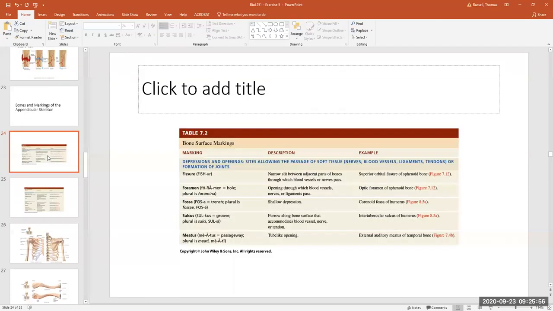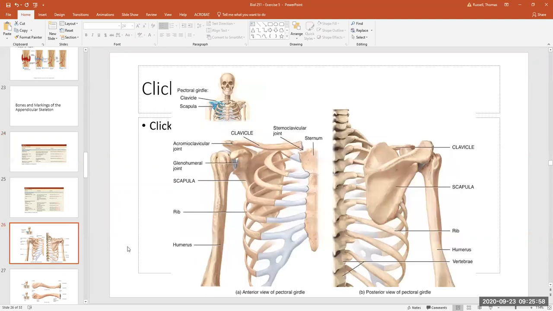All right. Now, before we get into the bones of the appendicular skeleton, I think we're going to take about a 10-minute break. So let me stop sharing. Share this again.